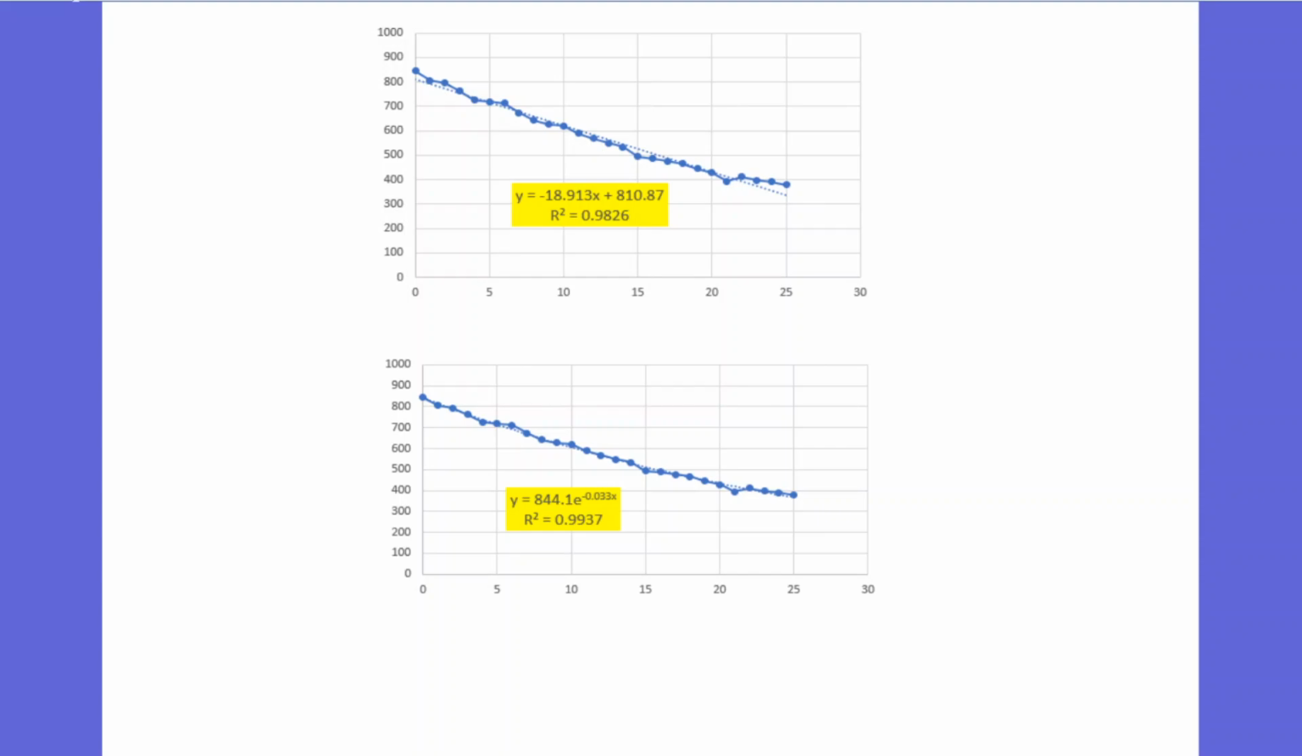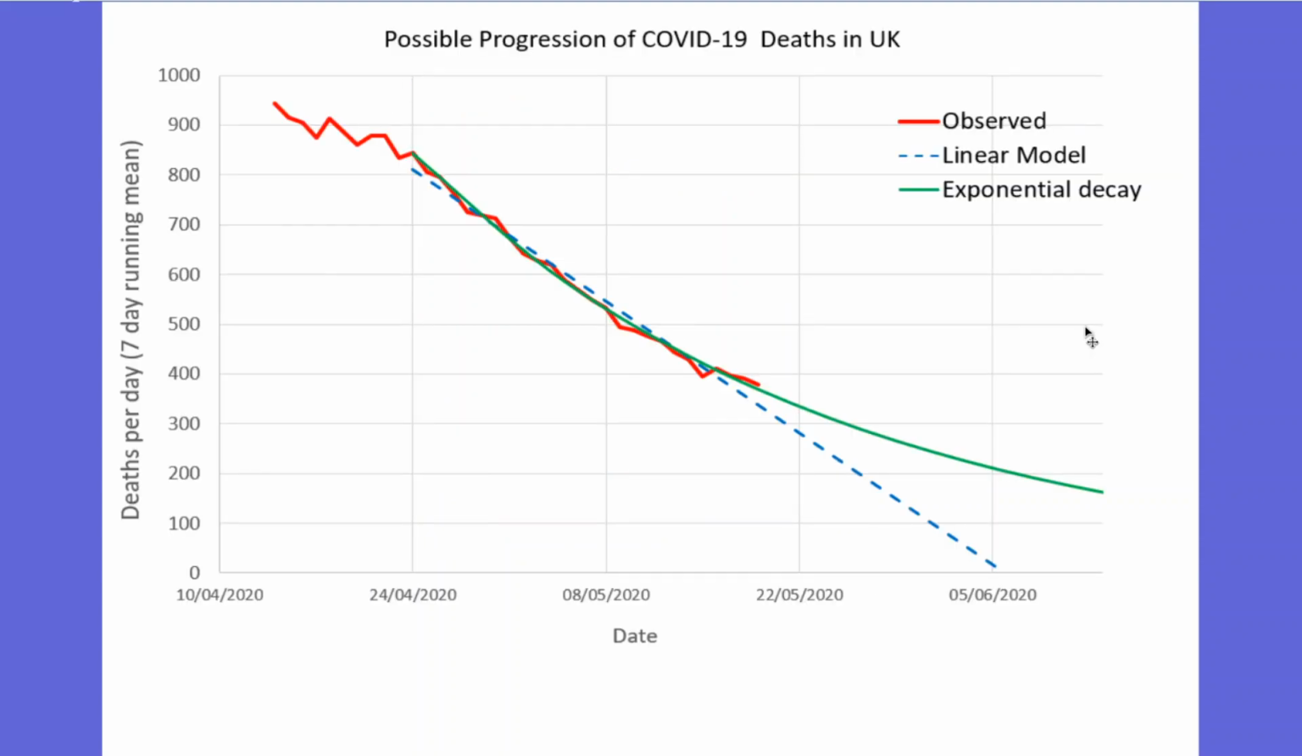Okay, so we can now plot those two onto a graph with the data back onto normal axes, okay, and we can see the dashed line fits pretty well, but the green curved line fits even better. So what does this imply? Well, first of all, if we use a linear model, it was implying that the death rate would go to 0 by the first week of June, and then it would be negative. So there's obviously a limitation there in the linear model.